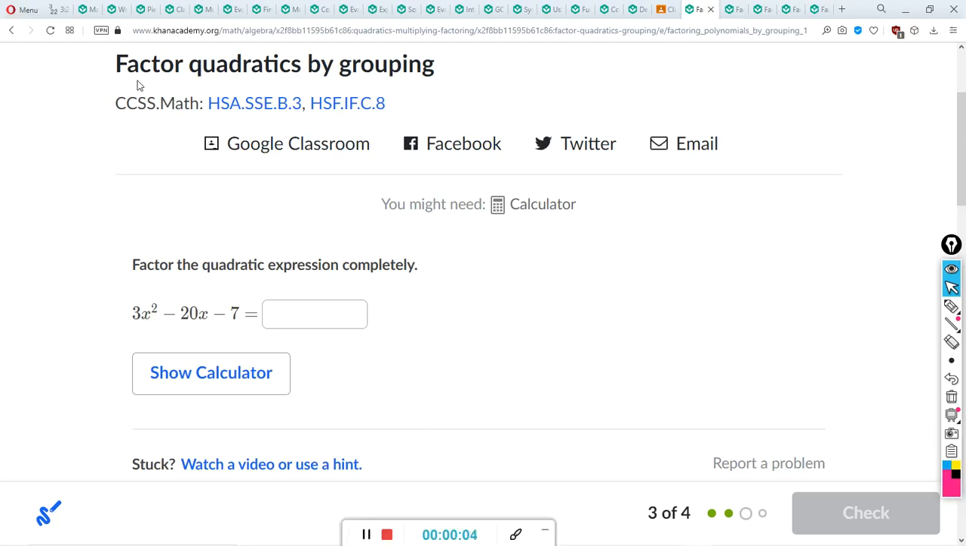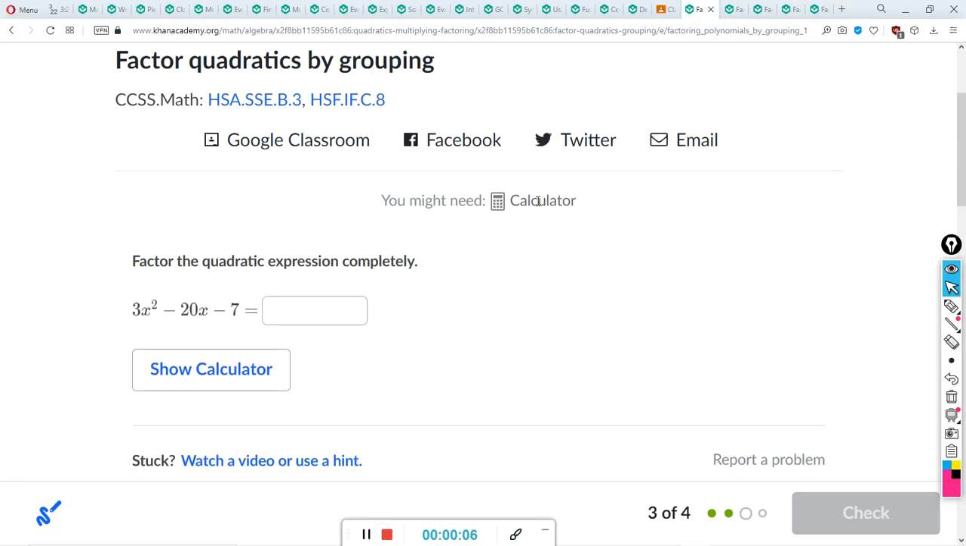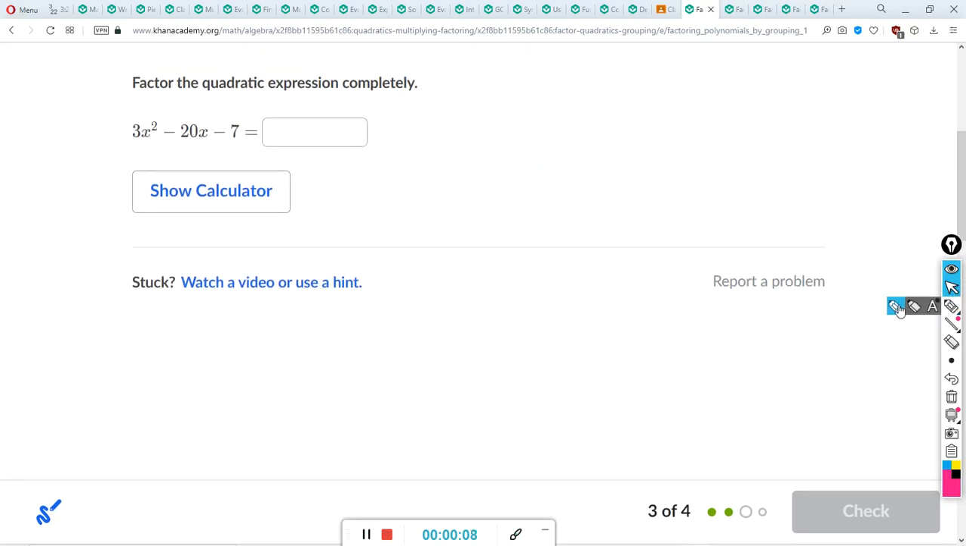This will be for the assignment, factor quadratics by grouping. So if you recall the quadratic equation, ax squared plus bx plus c. Okay, now we did factoring where there's no number in front of the x squared. In that case, a was just 1. But in this case, you have to do it a little bit differently.